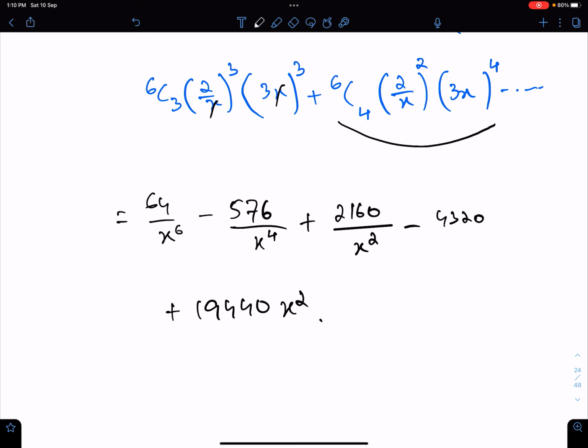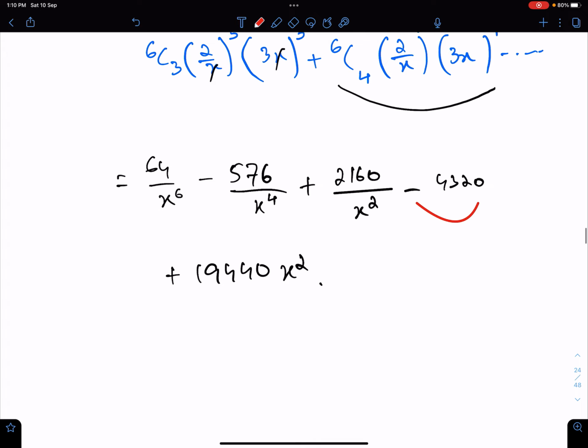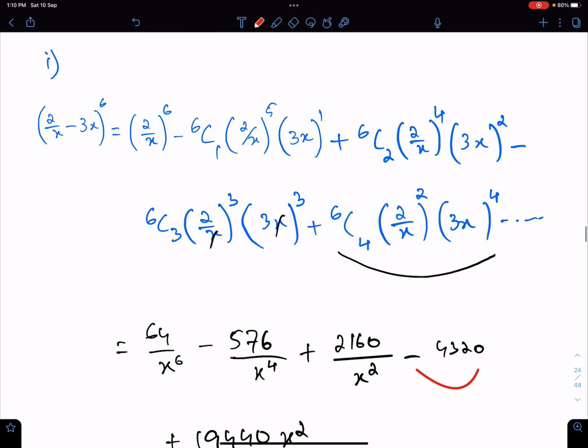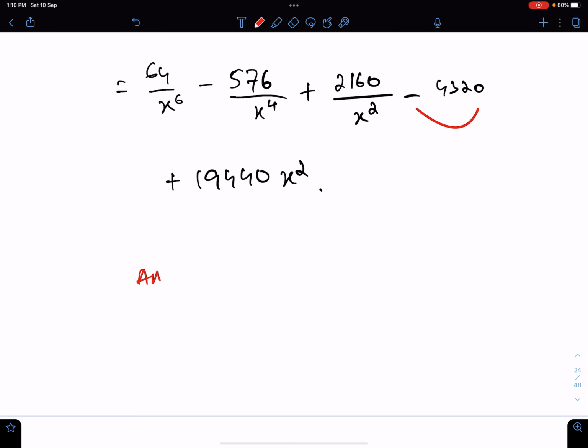Well, the answer of the first part is minus 4320. This is the answer of the first part, because the question was to find the term independent of x. So the answer of the first part is minus 4320.